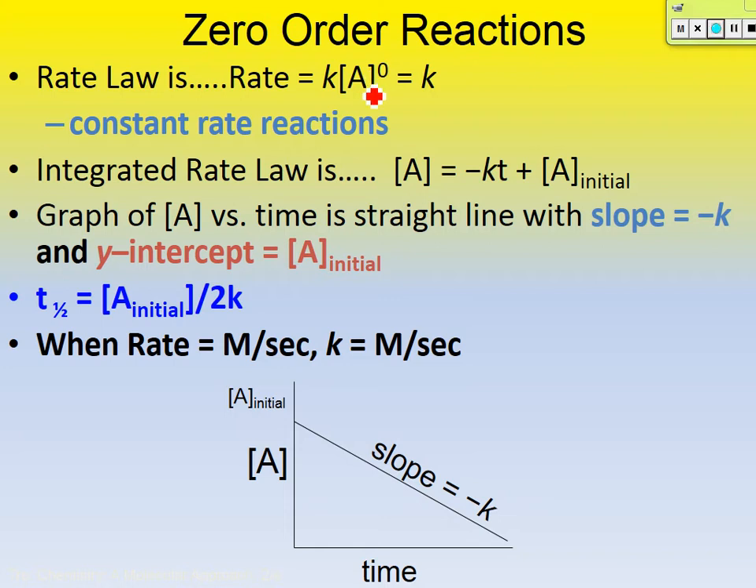But would chemists write this? And the answer is no, because anything raised to the zero power is 1. And so rate is equal to k. That's the rate law. Rate is equal to k.